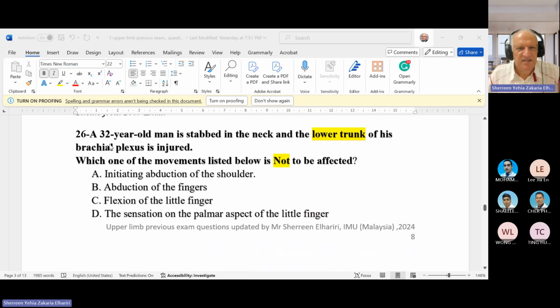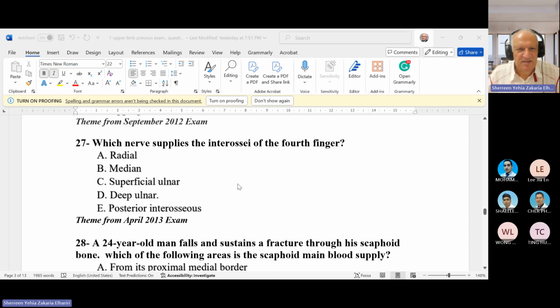Okay. A 32 year old man stabbed in the neck and the lower trunk of the brachial plexus is injured. Lower trunk. So which of the movements listed below is not affected? So he asked, which is not affected? It is important in this question. It is important you put in your desk this brachial plexus.